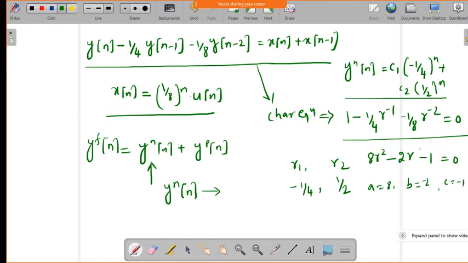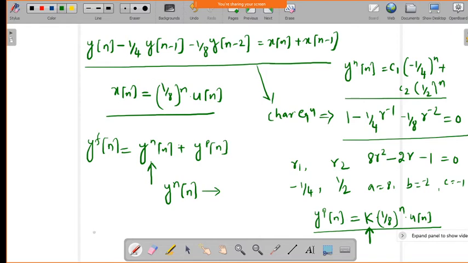So now in order to find out the particular solution, you assume it has the same form as the given input, which is a constant, k, into 1 by 8 power n into u of n. Okay, so now put this in the difference equation, so that we can find out the value of k. Assume the particular solution as this form and put it in the difference equation.